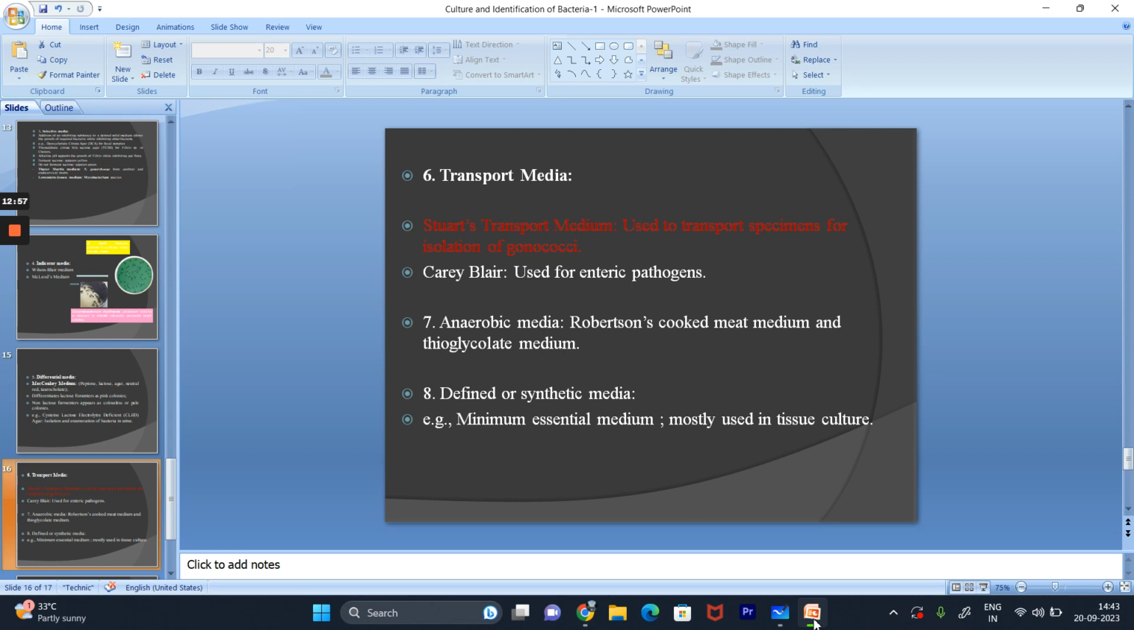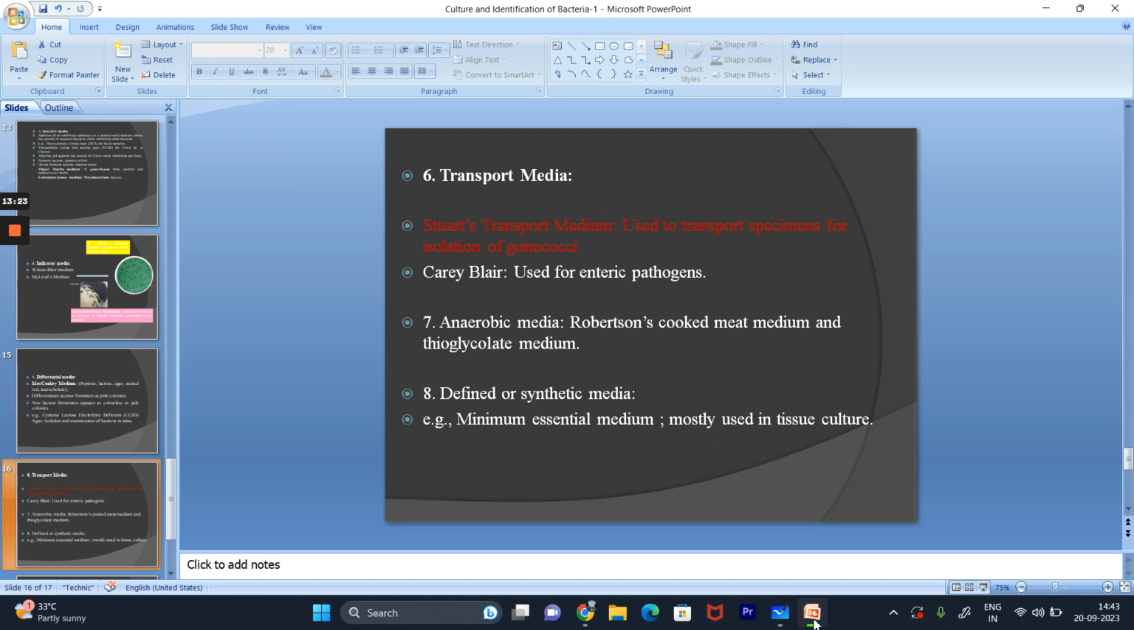Next is the thioglycolate medium. This medium contains some special ingredients including yeast extract, casitone, sodium chloride, L-cysteine, thioglycolic acid, agar, and methylene blue. So it facilitates the growth of anaerobic, aerobic and facultative anaerobic microorganisms very well.